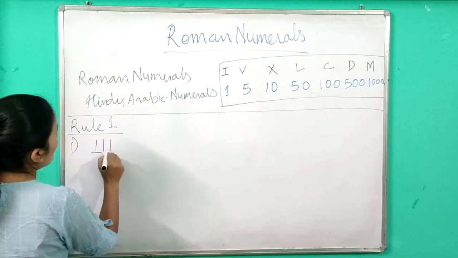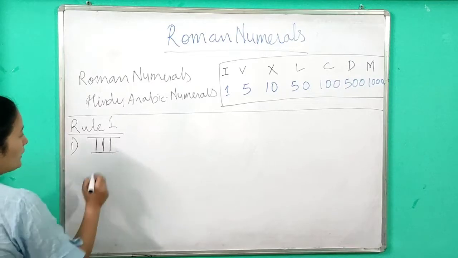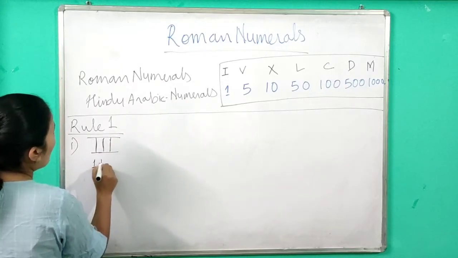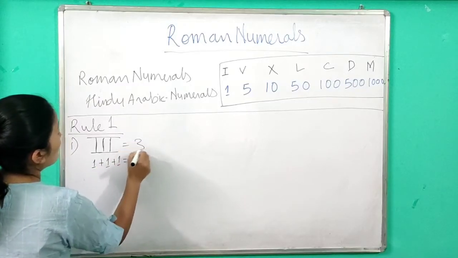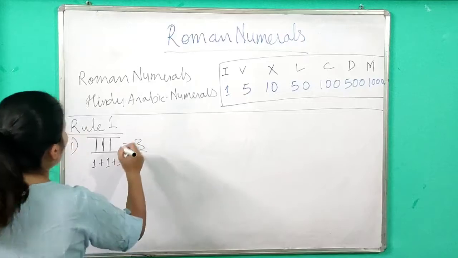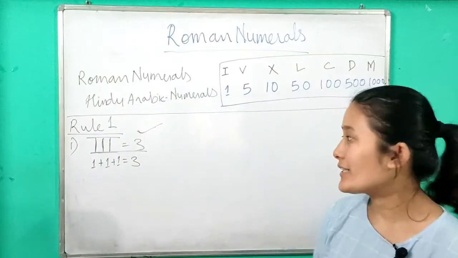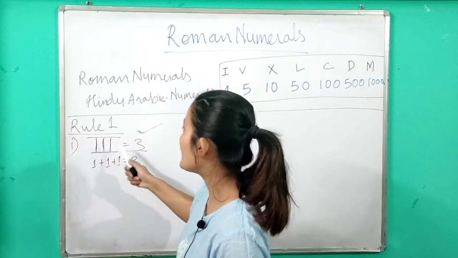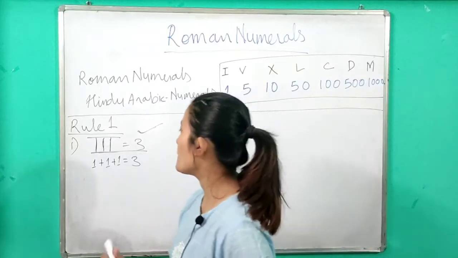For example, if I repeat this Roman numeral I 3 times, then what does that mean? I means 1. So if you add I 3 times, what do you get? 3. So in Hindu numeral this is termed 3. Whatever numeral you are repeating has to be added in order to get the Hindu numeral. That is rule number 1.